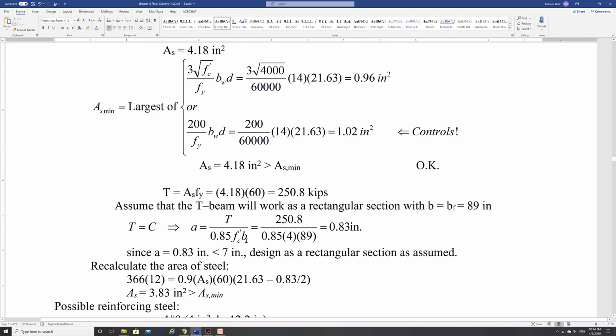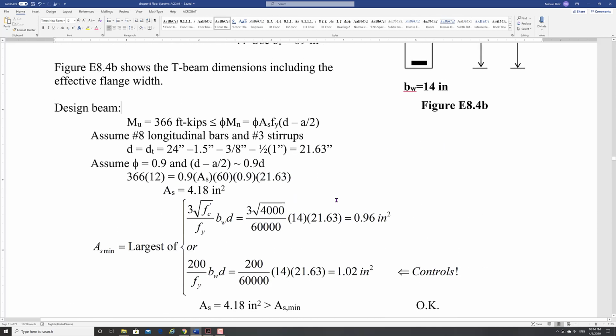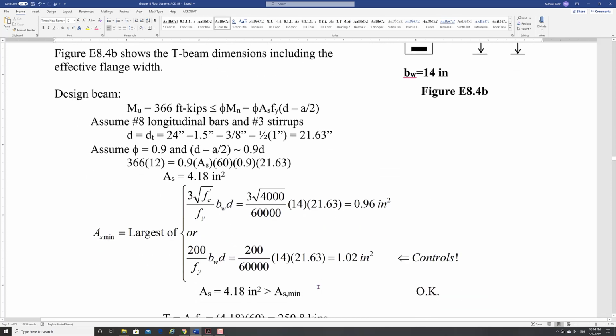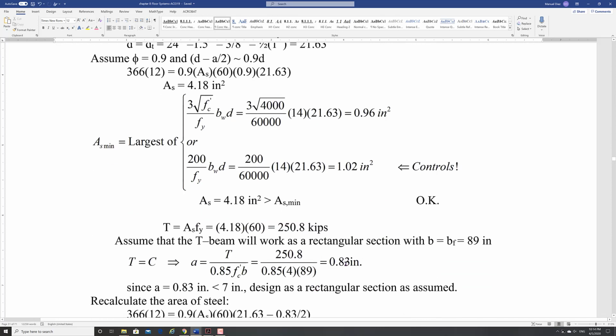Notice that the b that you use here is the 89. Why? Because your compression is on the top, right? So we're going to assume that the compression is going to stay here on the top and it has a width of 89. So that's why you have to use an 89. I get 0.83, which is definitely within the 7 inches of the slab. So this is a regular rectangular section with a b of 89.